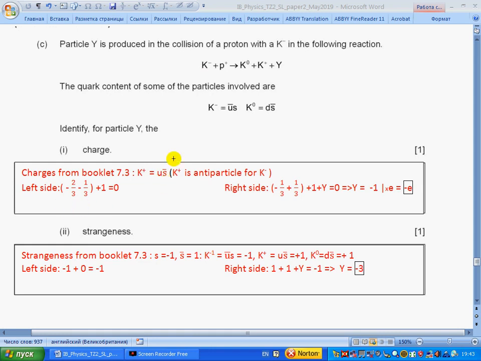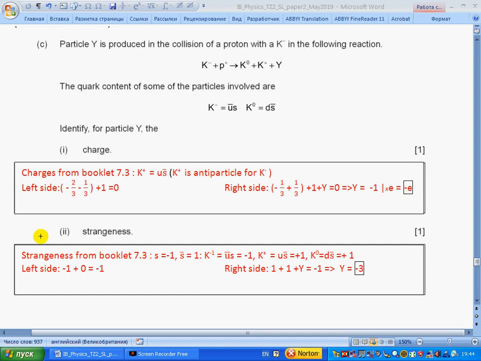Now charges, left side. For K minus, we get minus 2/3 minus 1/3, which is minus 1. Actually, this minus tells us the charge of the K. Minus 1 plus 1 for proton gives us 0. So initial charge is 0. Right side. Now we work with K 0, so we see the charge is 0. K plus, antiparticle, charge plus, and Y. So the total charge should be equal to 0. It means the charge of Y equals minus 1. In terms of charge of electron, it is minus the charge of electron.